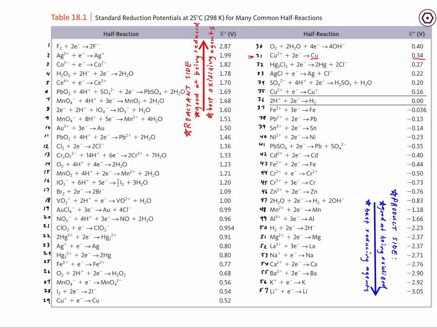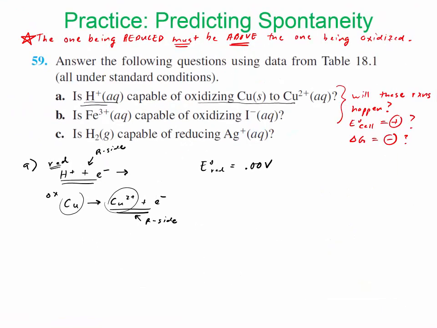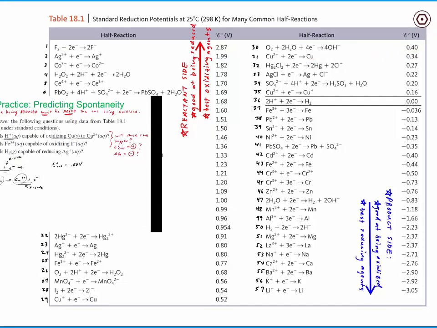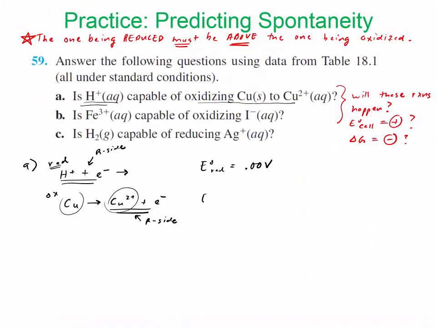So let's reread this. The one being reduced must be above the one being oxidized. What did we see here? We saw that this is the one being oxidized and this is the one being reduced. So that's not what we put in our bullet point. So we're going to flip this and make it a negative 0.34, which gives a negative E cell. The oxidation is negative 0.34 volts. If you add these, your E cell would be negative 0.34 volts overall. So the answer is no.